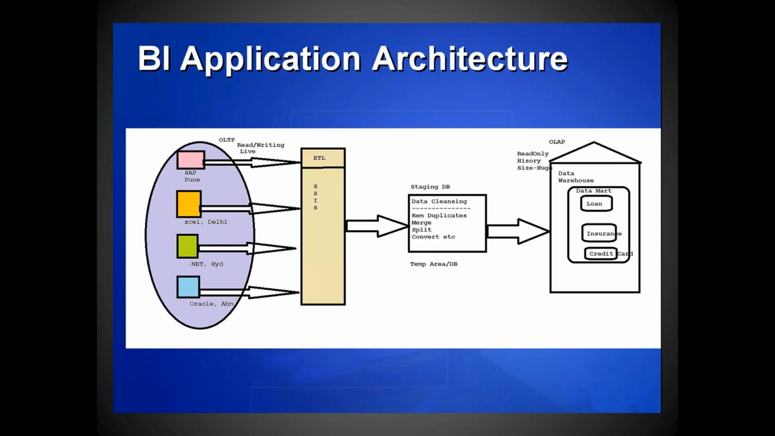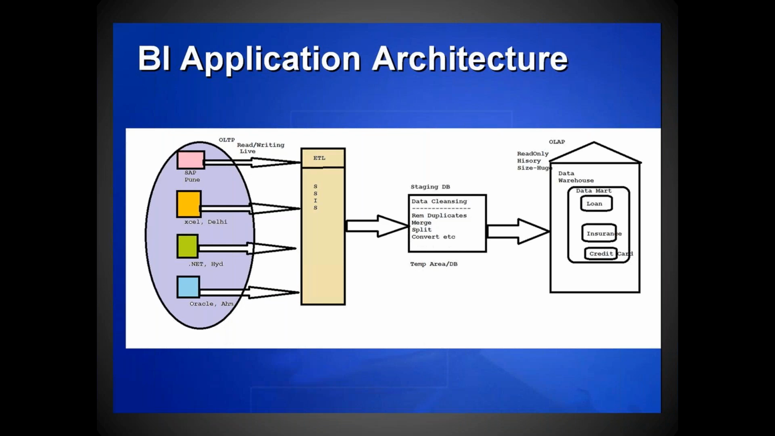This is a BI application architecture, only by using SSIS. I have SAP data, Excel data, .NET data, Oracle. From these applications we are extracting the data by using ETL, and we are loading it into staging. From staging we are going to remove the duplicates. We can merge the data, split the data, convert the data. Like that, some things we can do to get the clean data.